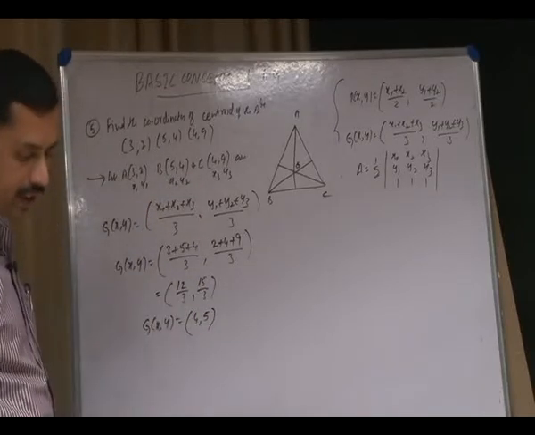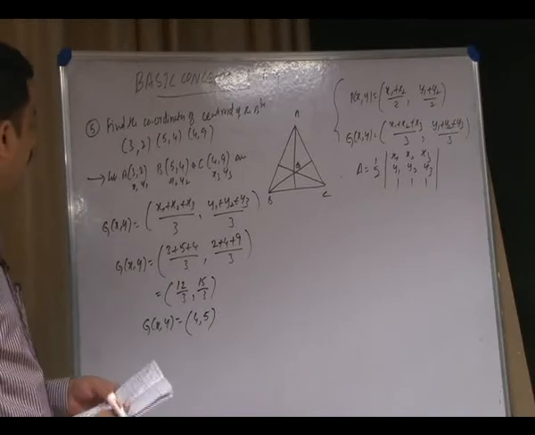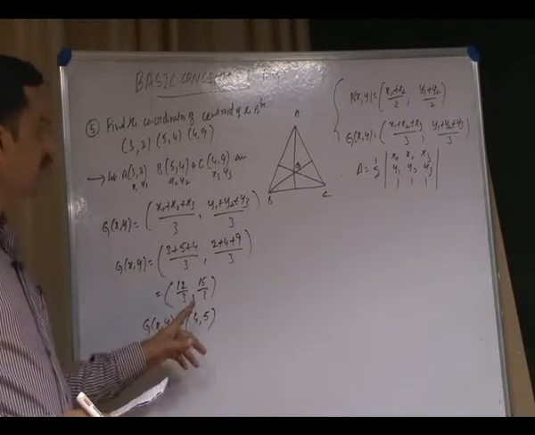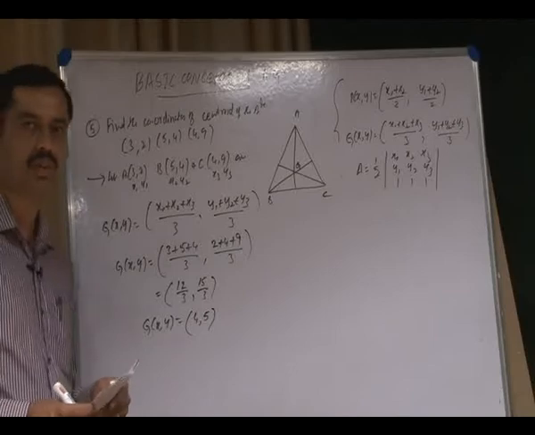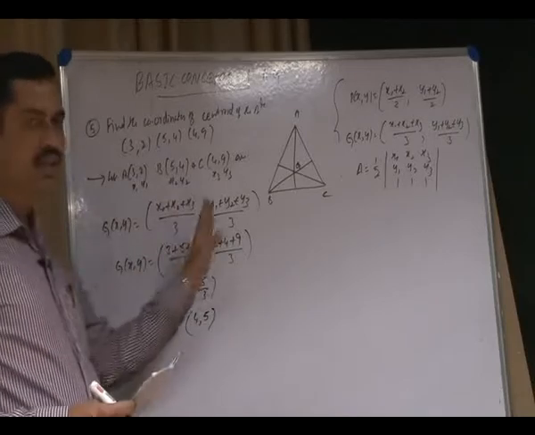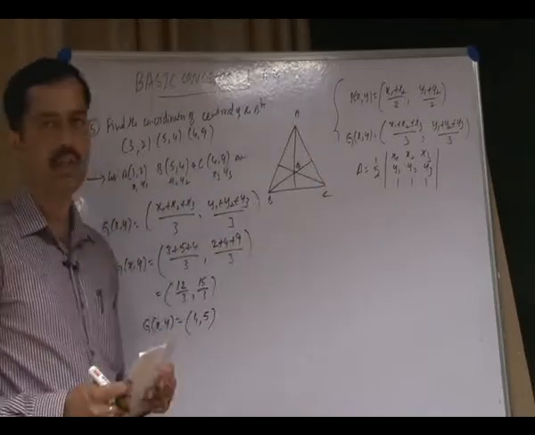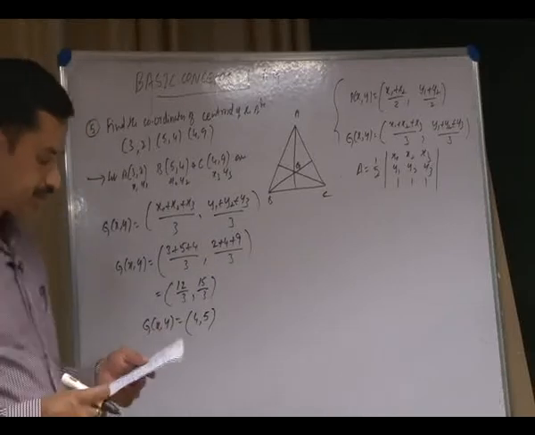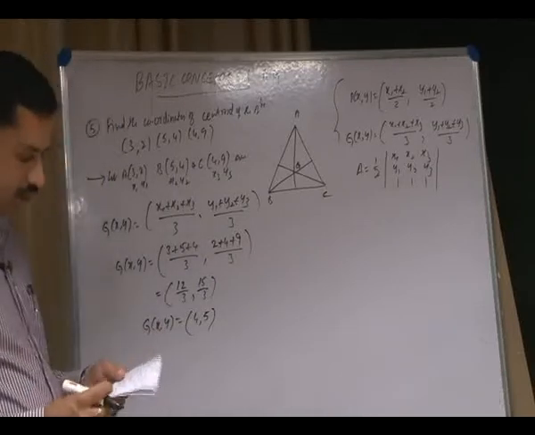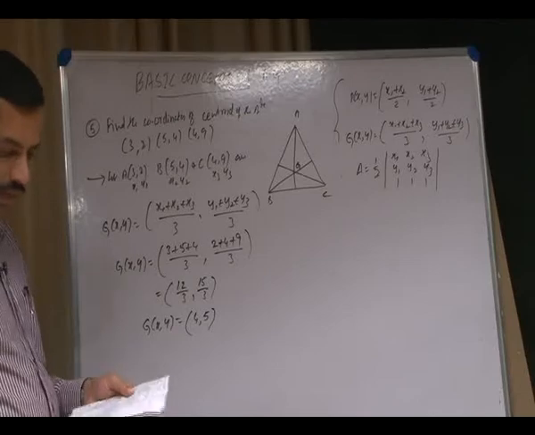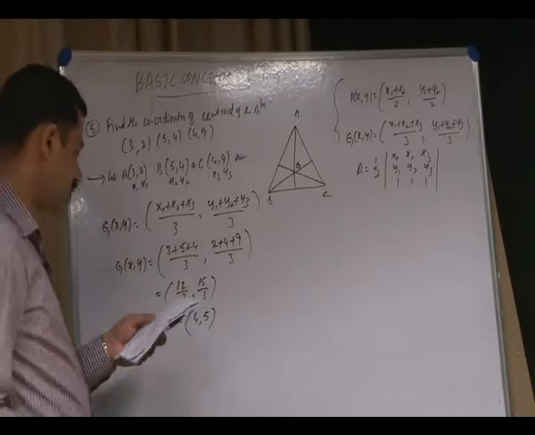So the coordinates of the centroid of the triangle is given by G(x, y) equal to (4, 5). Like this, you can find the coordinates of the centroid by using the centroid of a triangle relation. Similarly, I will consider one more problem on this.